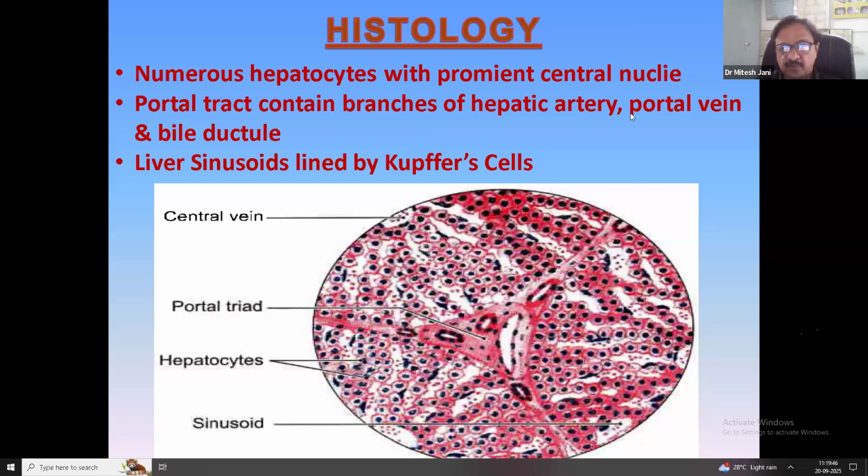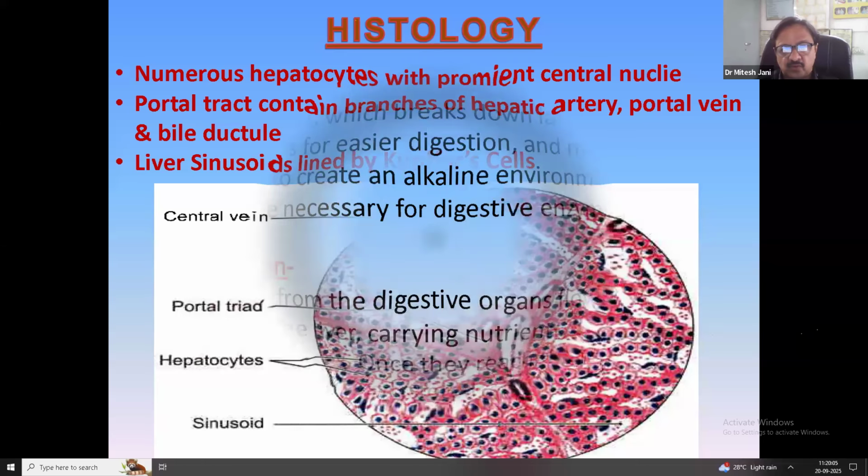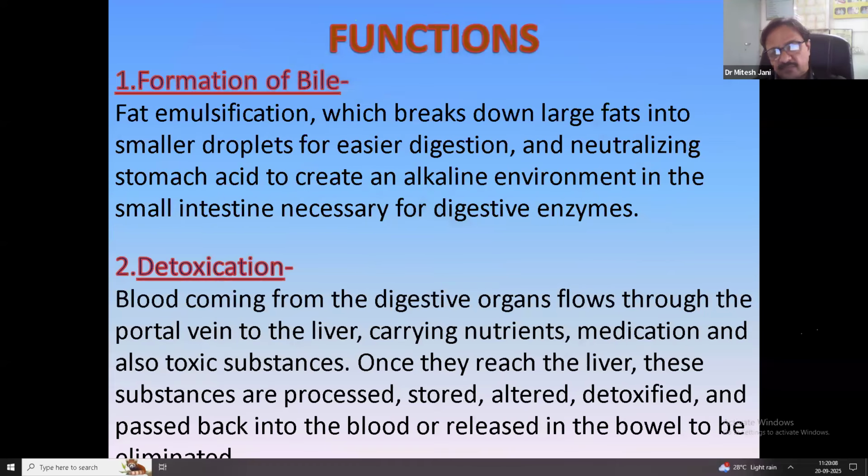The portal triad contains the branches of the hepatic artery, portal vein, and bile duct. This is called the portal triad. The liver sinusoid is lined by Kupffer cells. So if we see a slide of the liver, we find these structures: the portal triad, hepatocytes, and sinusoids. Now the functions of the liver, which are very important. Why is this gland very important for the digestive system? The first function of the liver is the secretion and formation of bile.